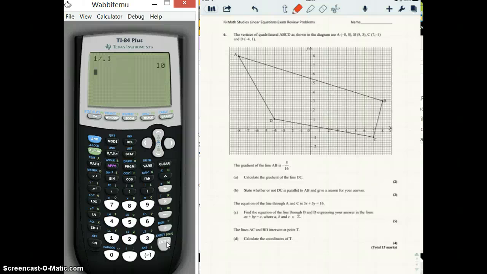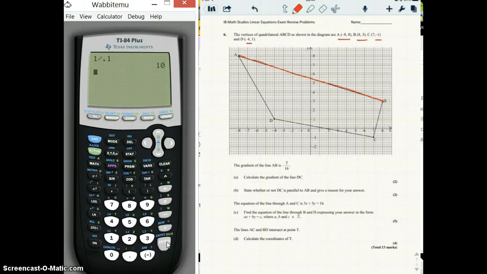Okay, now here's the last problem, 6. Vertices of quadrilateral ABCD are shown in the diagram, and the points are given here. They not only give you the points, but they also graph the points. We won't go into that, but the gradient of line AB is negative 5 over 16. So they're talking about this line here. They've already calculated the gradient for that too.